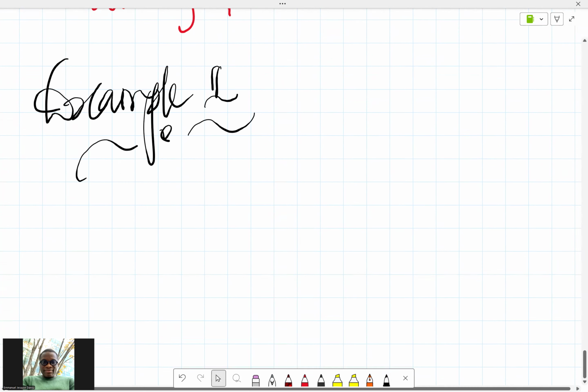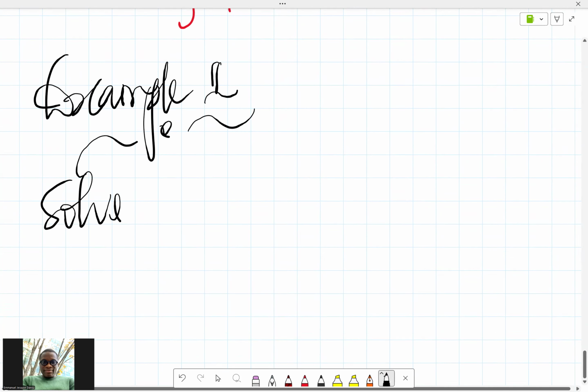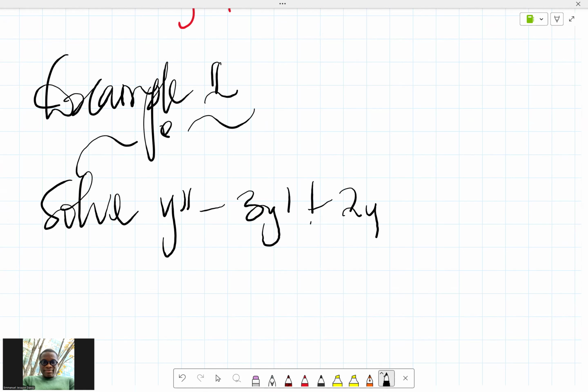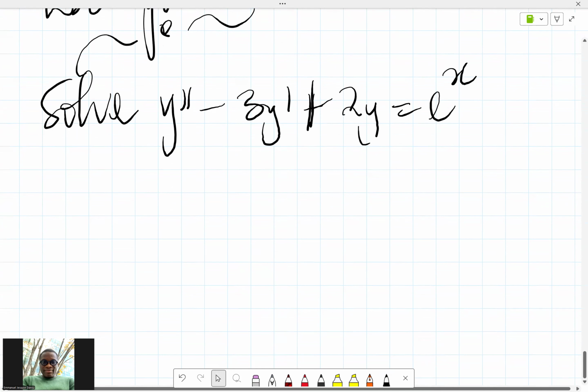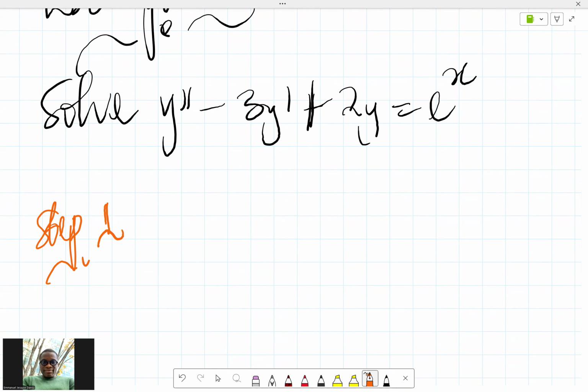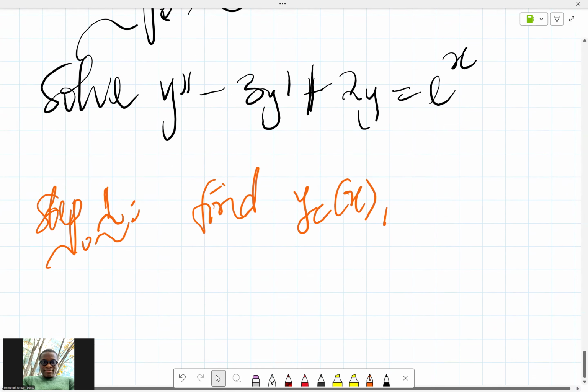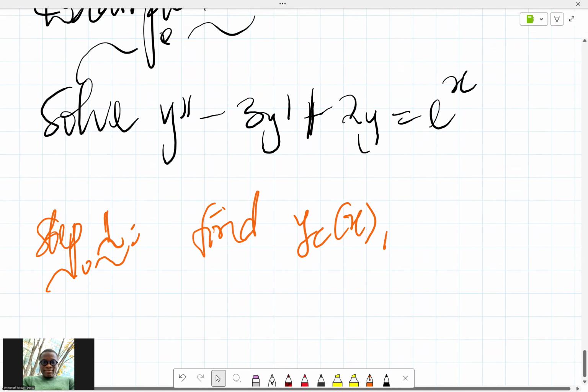So the question is: solve y prime prime minus 3y prime plus 2y equals e raised to power x. The non-homogeneous part is e raised to power x, that's exponential in nature. So first, step 1, find the complementary solution yc of x. That's the first thing, and the way to do that is we get it from the homogeneous part.